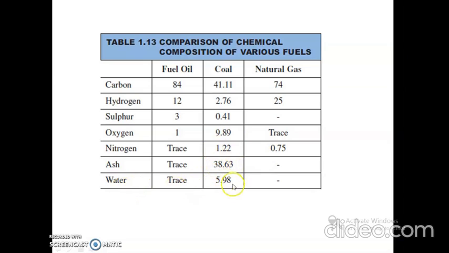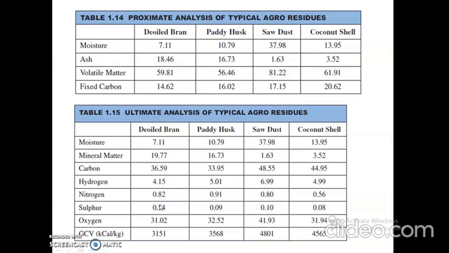Then last, water. Moisture content is high in coal, traces in fuel oil, and not at all in the case of natural gas. Then nowadays, when it comes to biofuels and biomass, you must also know the various proximate and ultimate analyses, or various properties, of the agro residues or the biomass.